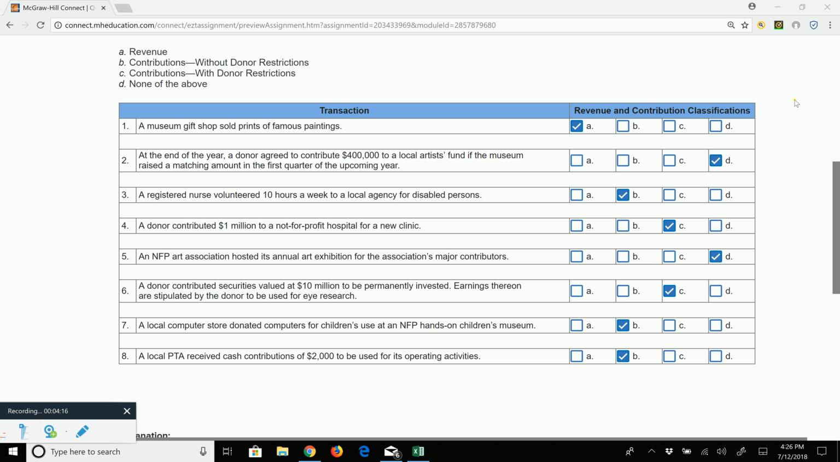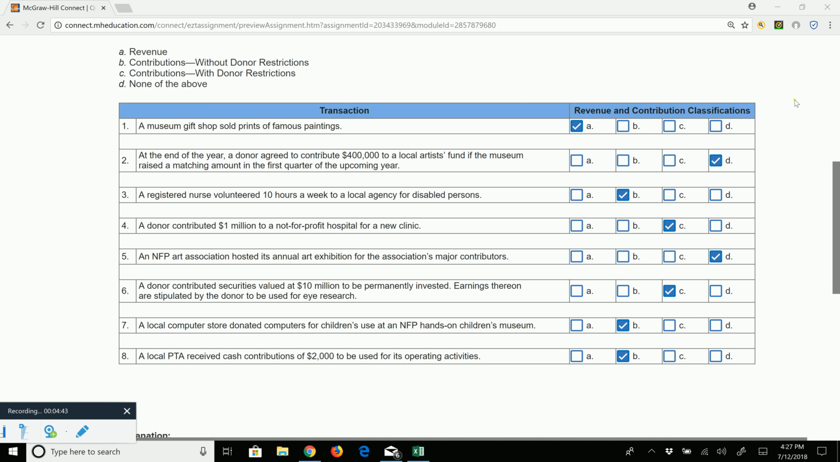Okay, number 4. A donor contributed $1 million to a nonprofit for a new clinic. Okay, the donation came in, and the donation says it has to be used for a new clinic. All right, so it comes with a donor restriction. Now, it's unconditional. It doesn't say here that the nonprofit has to do something first. So we can record it as a contribution at this moment in time with donor restrictions.